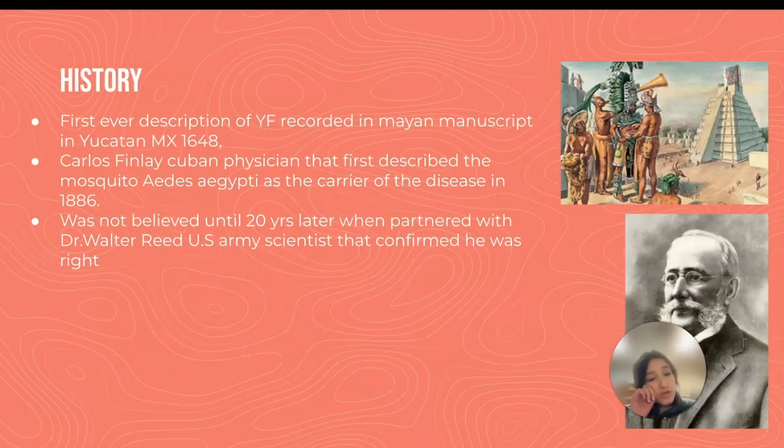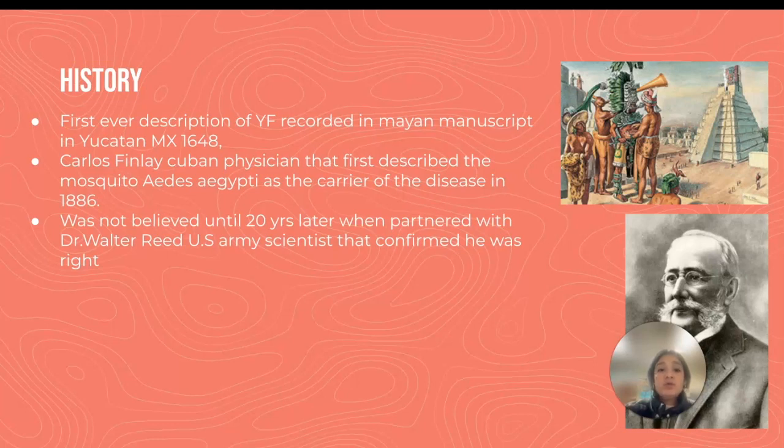Okay, now let's talk about the history of this disease. So the first ever description of yellow fever was actually recorded in Mayan manuscripts in Yucatan, Mexico in 1648. They described it as vomiting black blood and hematemesis. So Carlos Finlay was a Cuban physician that first described the mosquito Aedes aegypti as a carrier of the disease in 1886. But no one really believed him until 20 years later, whenever he got to work with Dr.